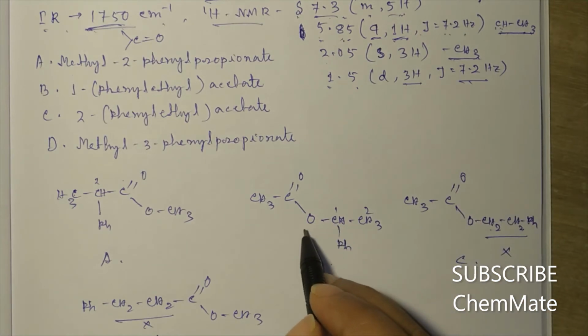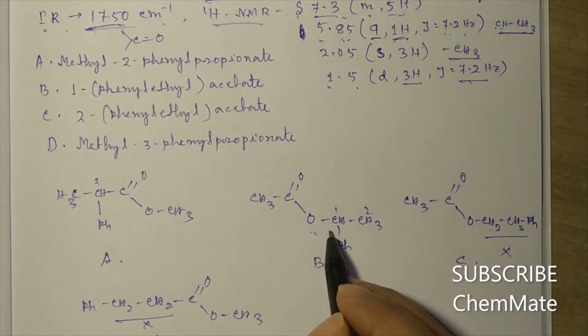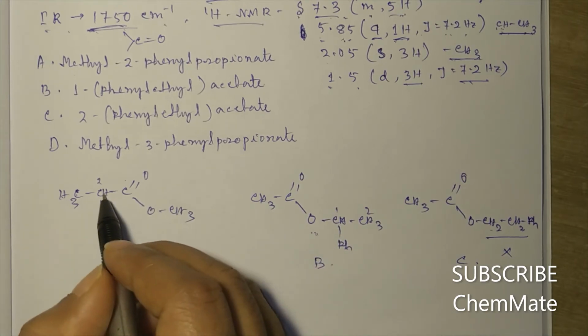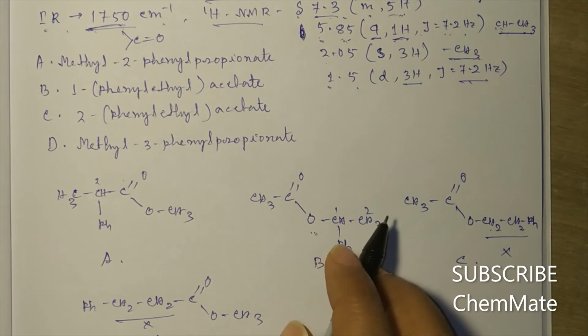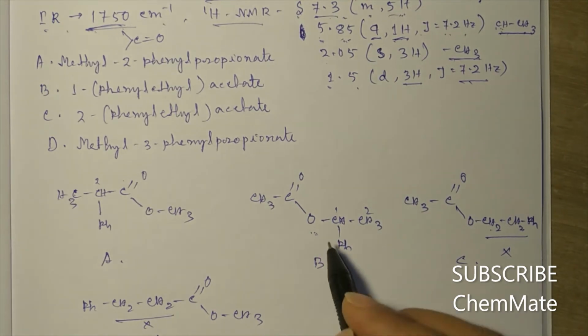So this will be our answer, because here this CH will not appear at such downfield. So our answer will be B.